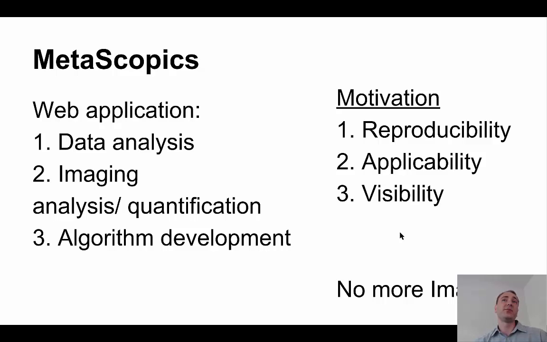The 3 motivations behind Metascopics is to bring reproducibility, applicability, and visibility to algorithms we see in life science applications. So reproducibility is a really big one. A lot of the time you see a new algorithm in a life science application, and you don't really know if the algorithm has been applied correctly. Overfitting can be a really big problem for machine learning algorithms, but there are other various problems that occur as well. And so what you would like to be able to do is to take someone's data and take the algorithm they used and run the application exactly the way they ran it.